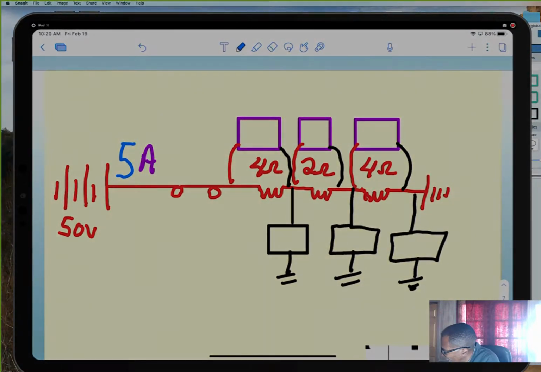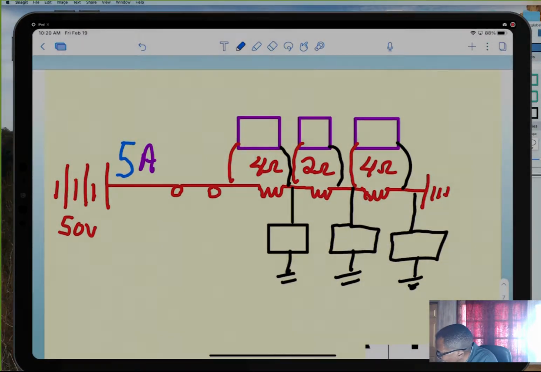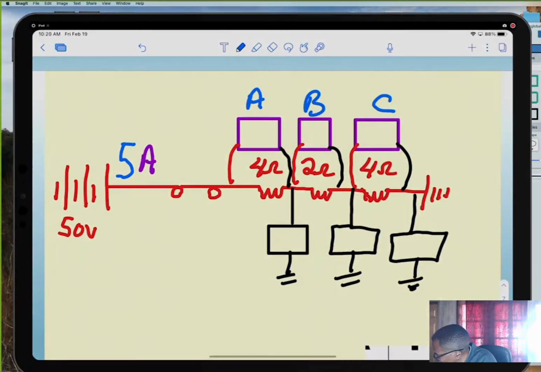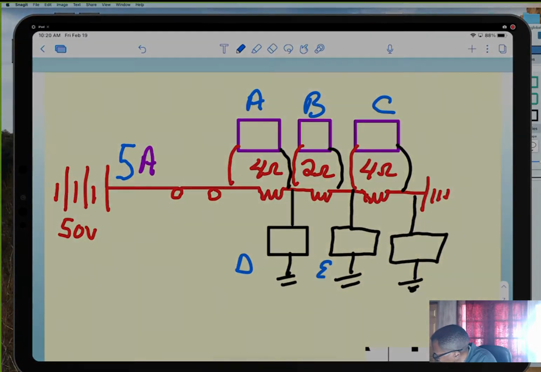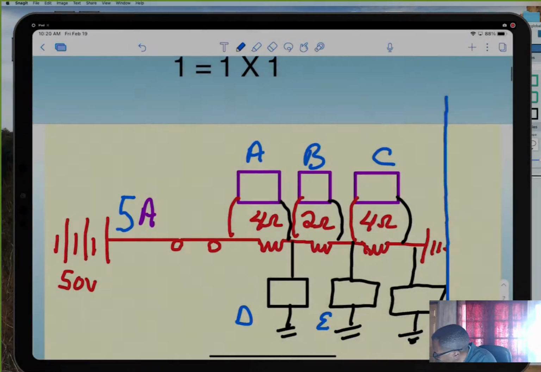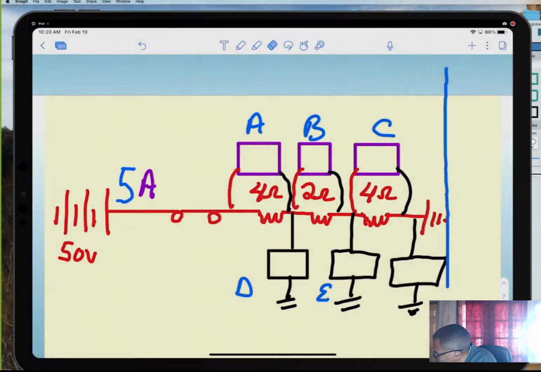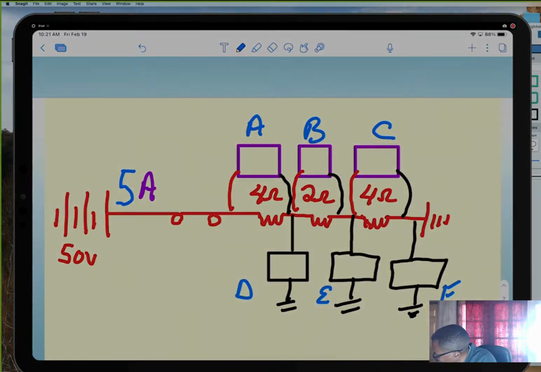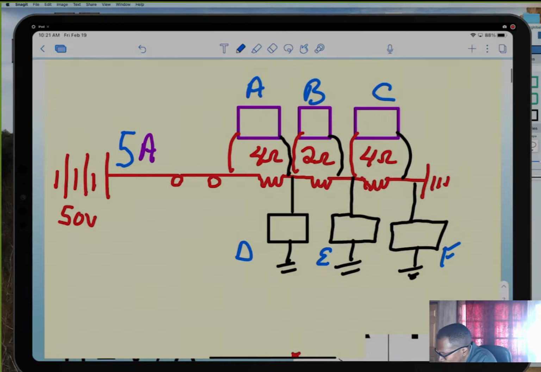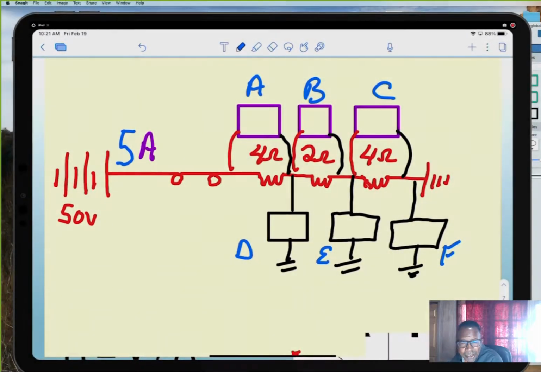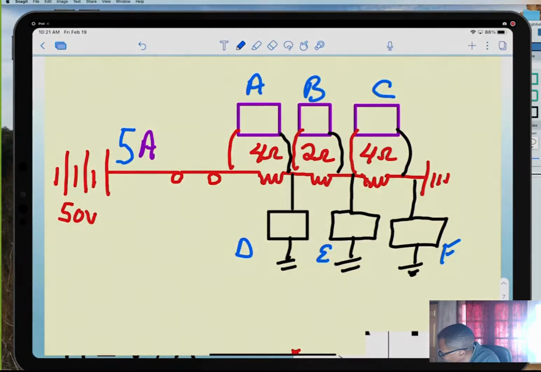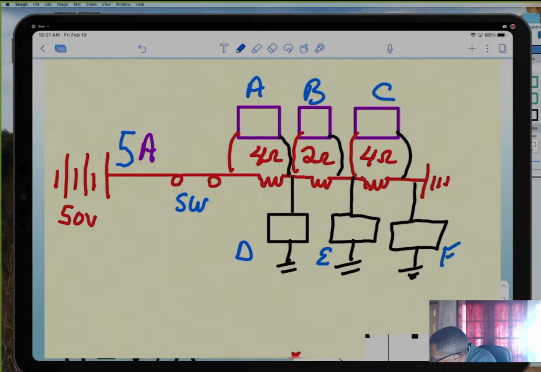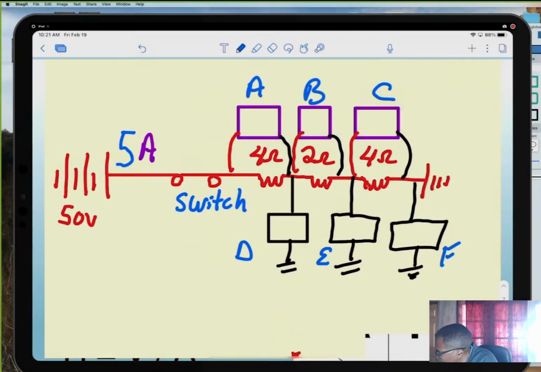The first one is 20 volts. 20 volts. Let's do it like this. A, B, C, D, E. Mr. Nate, what circles before the first resistor? Oh, it's a switch. Thank you. Switch. That's a switch.